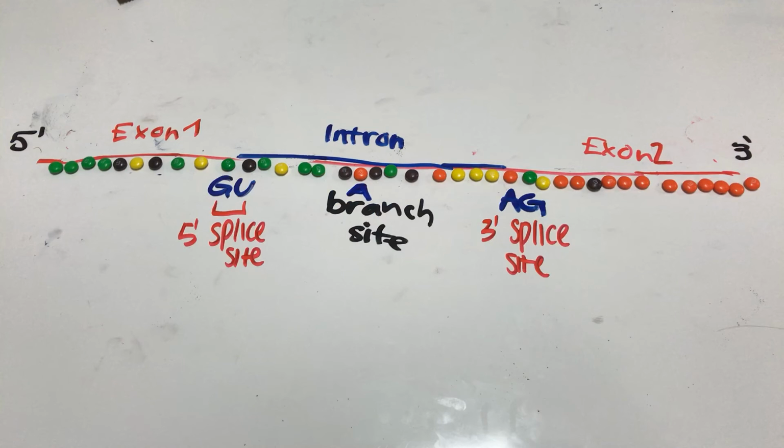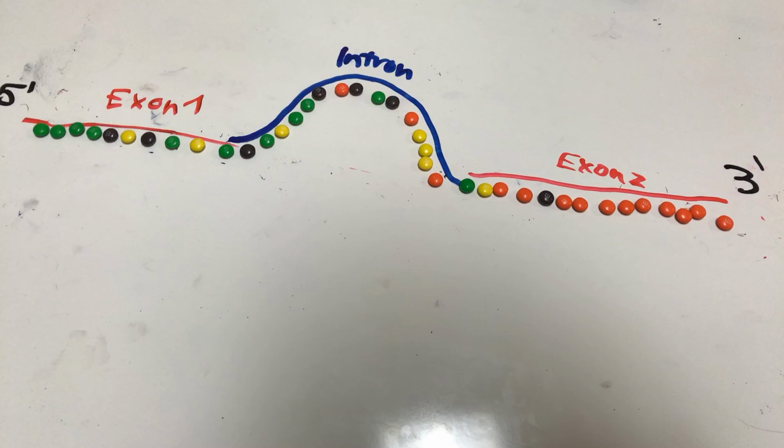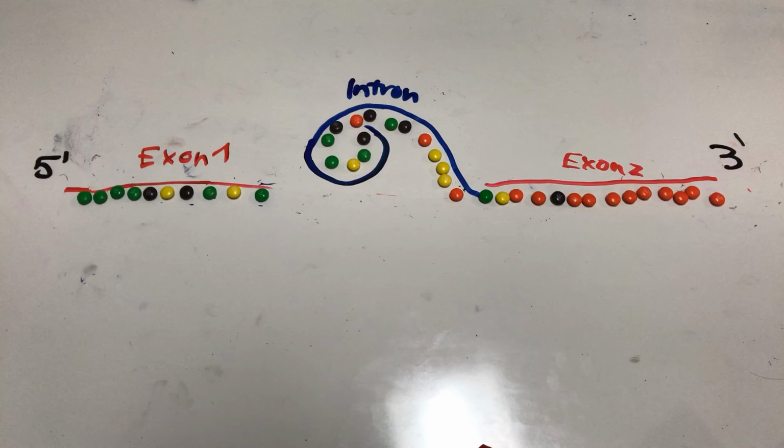SNRPs, or small nuclear ribonucleoproteins, play a key role in the removal of introns. Various SNRPs attach to the splicing sites and to the branch site, where they aid in first manipulating the intron upward, then cutting the 5' splice site, which then attaches to the adenine in the center of the branch site to form a lasso-looking structure called a lariat.